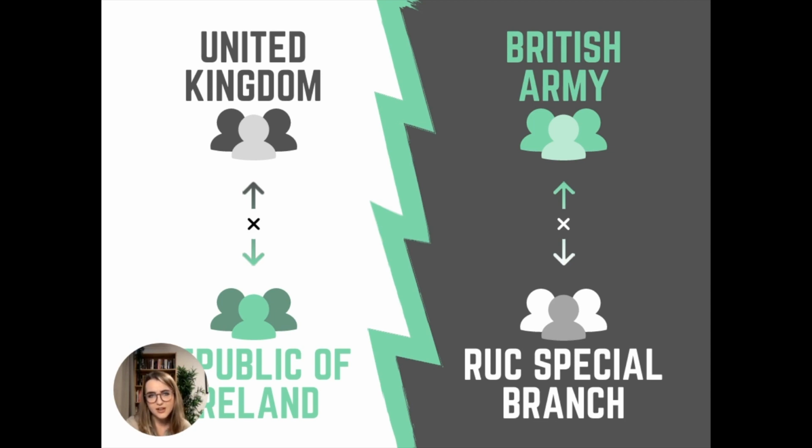And Sanders writes there was a really poor relationship between the British Army and the Royal Ulster Constabulary Special Branch, so that's the intelligence wing of the police force in Northern Ireland at the time. He explains that this was down to a lack of trust between the two organisations, and institutional rivalries in intelligence organisations are not unique to the Northern Ireland case study. This is an international problem within the intelligence community.